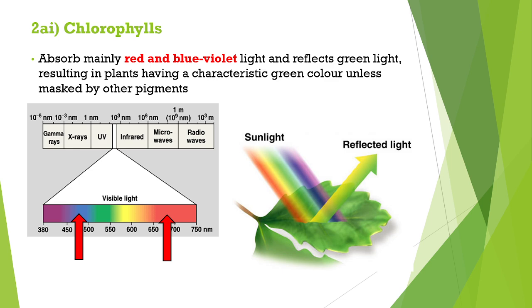Chlorophylls are found in the chloroplast, at the thylakoid membranes. They look green in color because they absorb mostly the red and the blue-violet light, or the region of wavelengths that corresponds to the red and blue-violet colors. And they reflect most of the green light. Not all, most of the green light. So they look green to us. The leaves are green because of the chlorophyll, unless there are other color pigments that mask the green color of the chlorophyll.